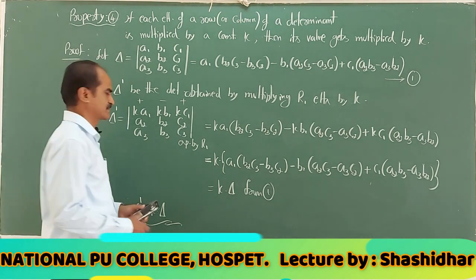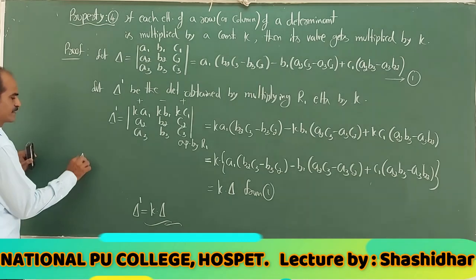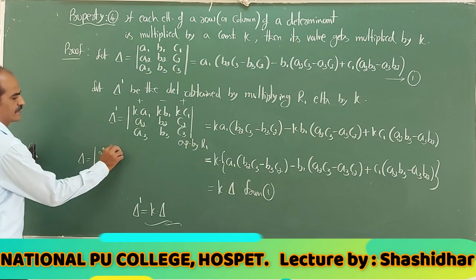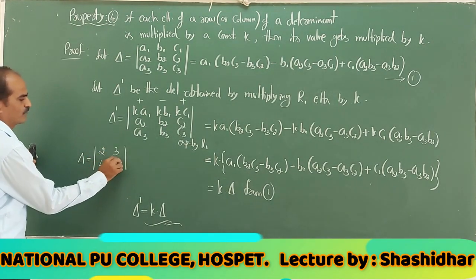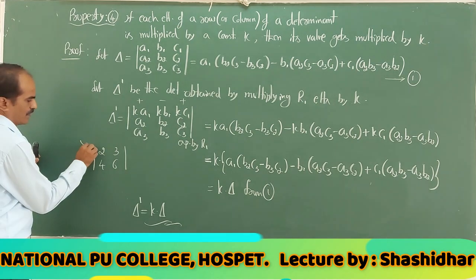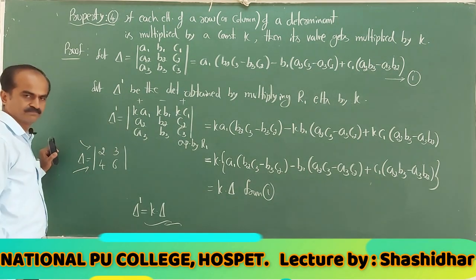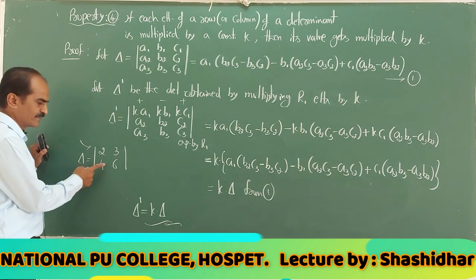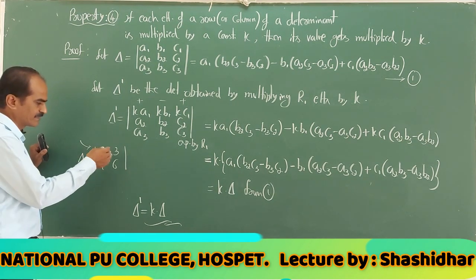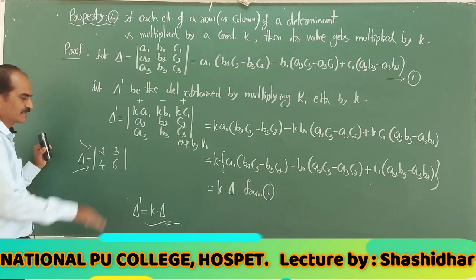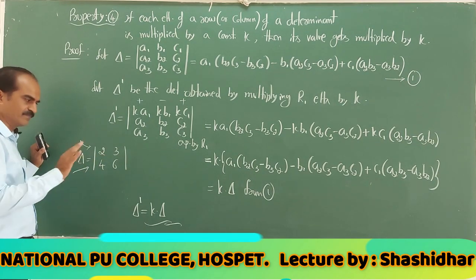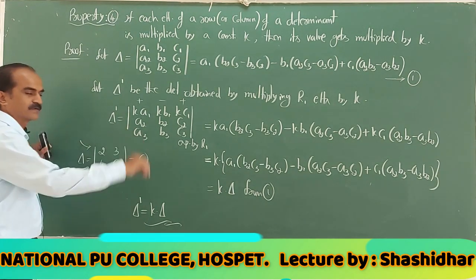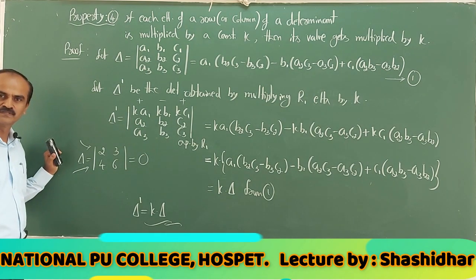Let me take that. I take delta equal to, here I write 2, 3, here I write 4, 6. Observe the first row and second row elements. Are they proportionate? Yes, 2 by 4 is 1 by 2, 3 by 6 is 1 by 2. Clearly they are proportionate, or they are multiples of each other. If that is the case, the value of the determinant will be 0. Now how can we say such a thing?